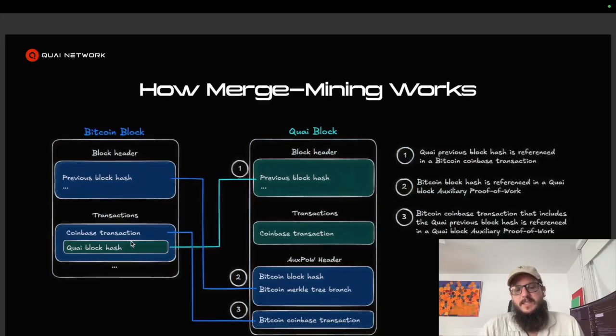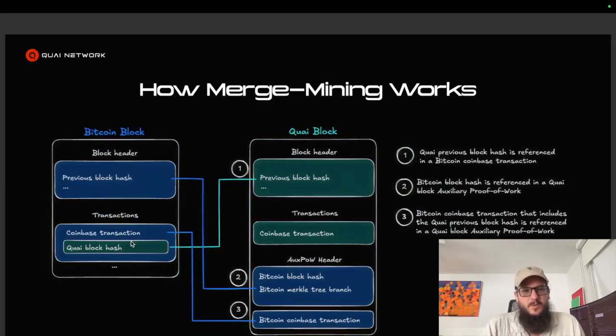So if we bring that to today, we're basically proposing that Quai can do this with things like Bitcoin, Dogecoin, Bitcoin Cash, Ravencoin, a plethora of different proof of work systems. And one thing that's interesting about Quai is that because we have work shares, we can use that feature to easily go multi-algo in a secure way.